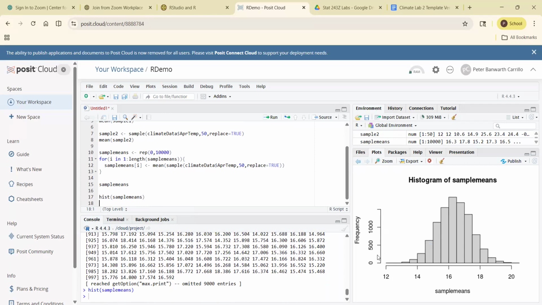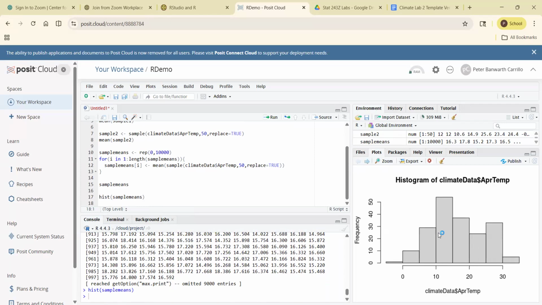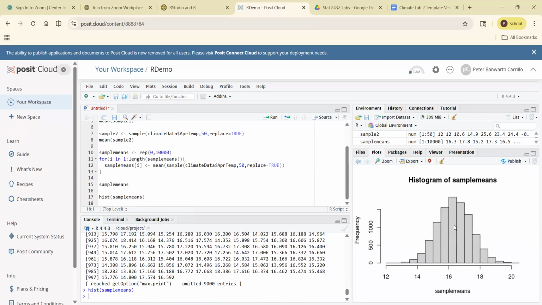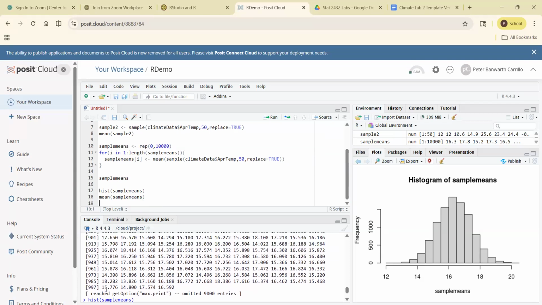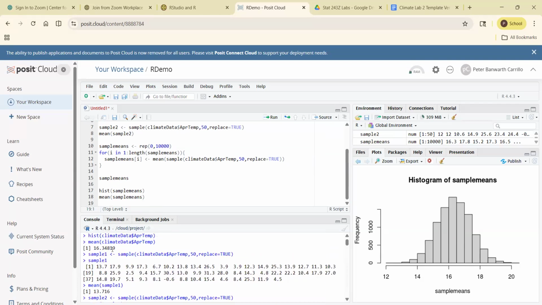The temperatures themselves are not normally distributed, but sample means are generally going to be close to the expected value and are going to be less likely the farther away from the expected value you are, and that is what a normal distribution is. In fact, the center of the sample means is 16.35 as opposed to 16.34. And really, they're the exact same if you do your rounding correctly.